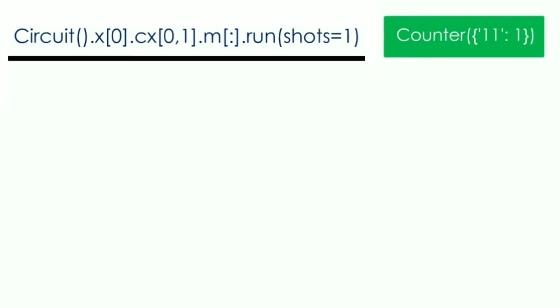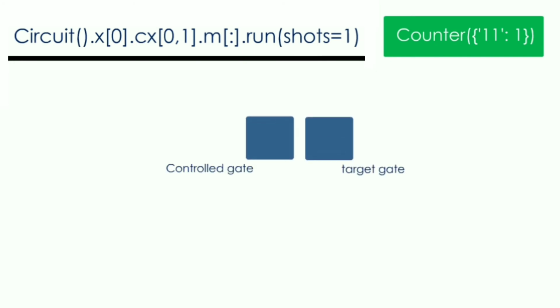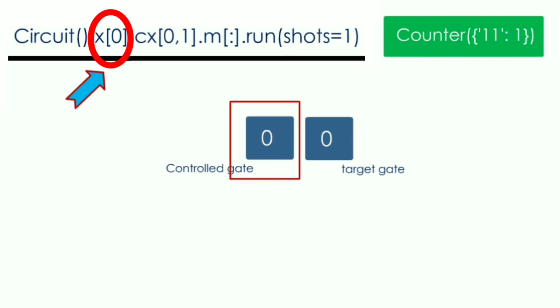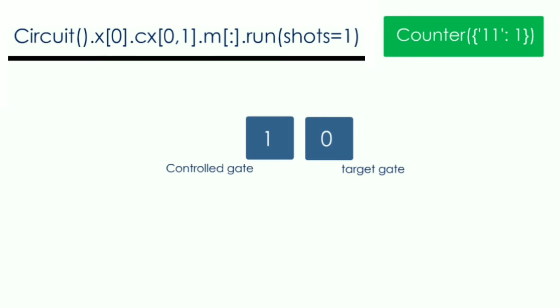Now let us see how we got 1, 1 as the result. As we know, we are using 2 qubits and these qubits are initialized to 0. The X gate in the code from earlier will flip the first qubit of the CX gate from 0 to 1. Now the qubit in the control gate is 1. As explained earlier, when the control gate is 1, it will flip the target gate. Therefore, the target gate will flip from 0 to 1. Now both the qubits are 1, 1, therefore the result will be 1, 1.